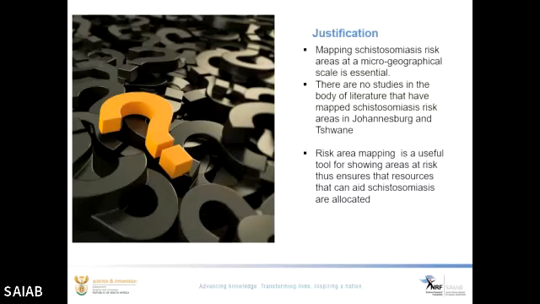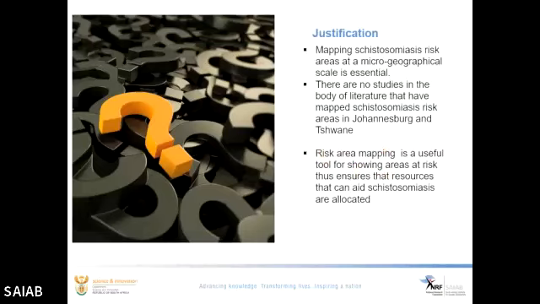Why is this study important? Mapping schistosomiasis risk areas at a microgeographical scale is essential, as most infections occur at a local scale, since local people are most likely to be exposed to transmission sites or water bodies that contain the infected snails. And also, not forgetting the fact that these people rely on these water bodies for other domestic and recreational activities.